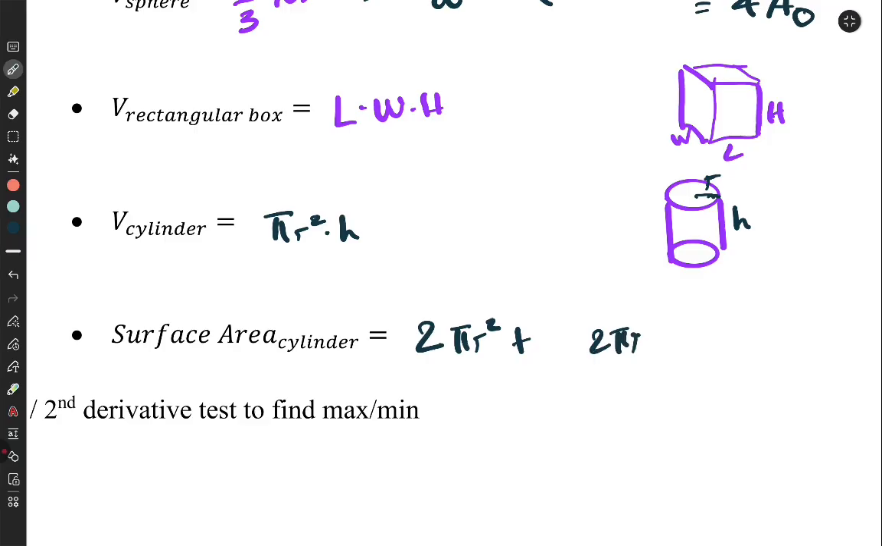See, you don't need a formula you need to memorize. Think about the nature of that. Not everything needs to be memorized. All right. Okay.